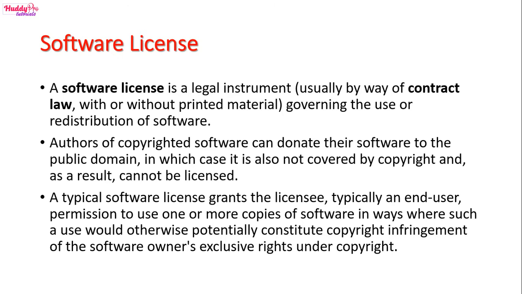A typical software license grants the licensee. The licensee is the person who has acquired the license, probably the end user who has bought the software. So we are saying that a typical software license will grant that person the permission to use one or more copies of the software in ways where such a use would otherwise potentially constitute copyright infringement.